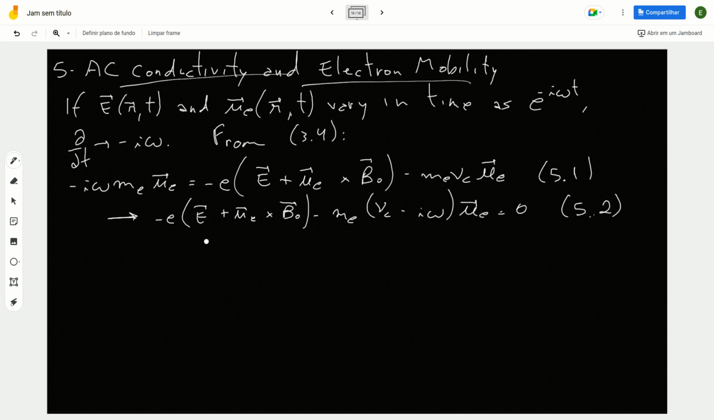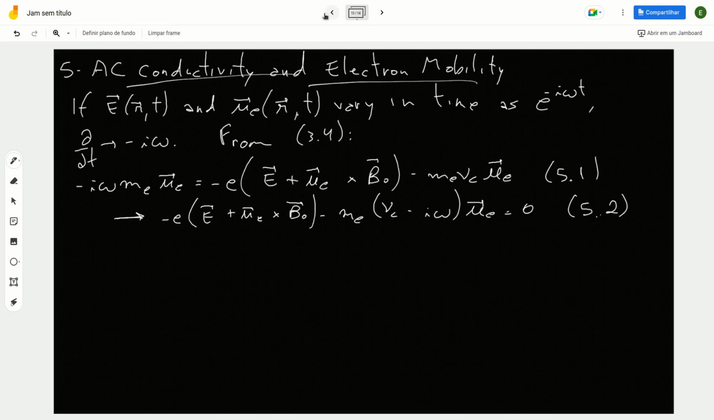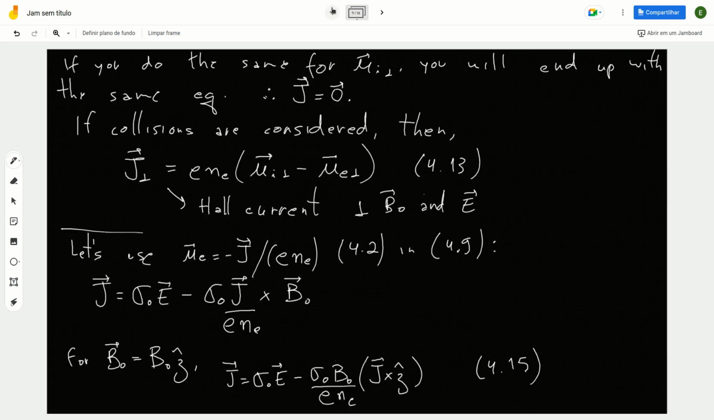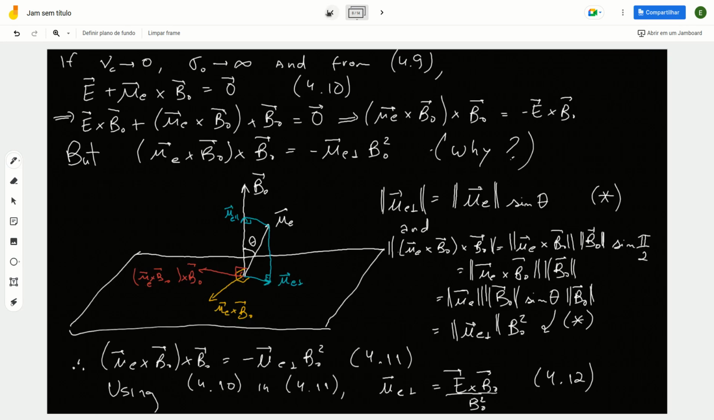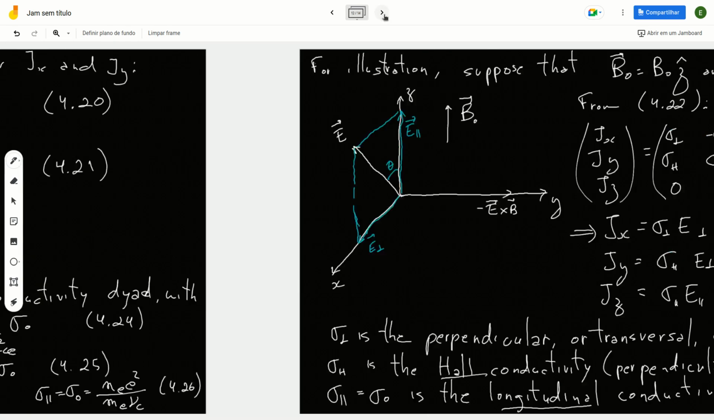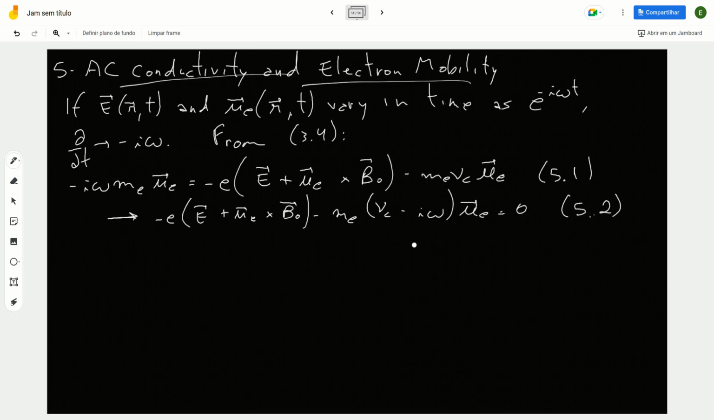Then you have 5.2 compared to 4.7. If you compare this to, where is 4.7? It's far away from here. 4.7 here. Okay, we end up in an equation pretty much like this one. The only difference is that this time, instead of nu c, now we have nu c minus i omega. You see? This is the only difference we have.